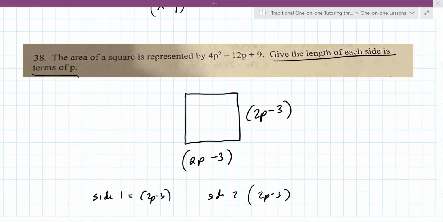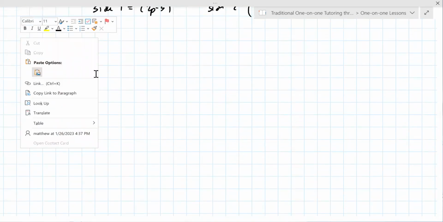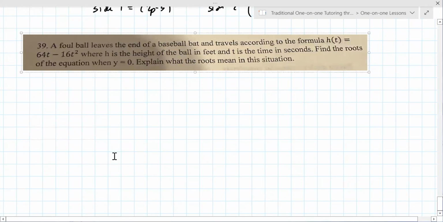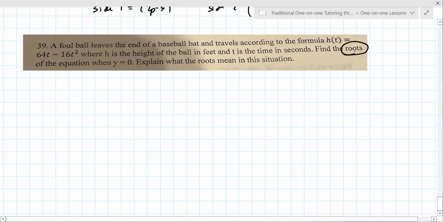Yep. All right, let's take a look at 39. 39 is a problem you will see in physics if you take that someday. But here it's a simplified version of what you'll see. A foul ball leaves the end of a baseball bat and travels according to the formula h of t equals 64t minus 16t squared, where h is the height of the ball in feet and t is the time in seconds. Find the roots of the equation. So any idea what that word roots means?